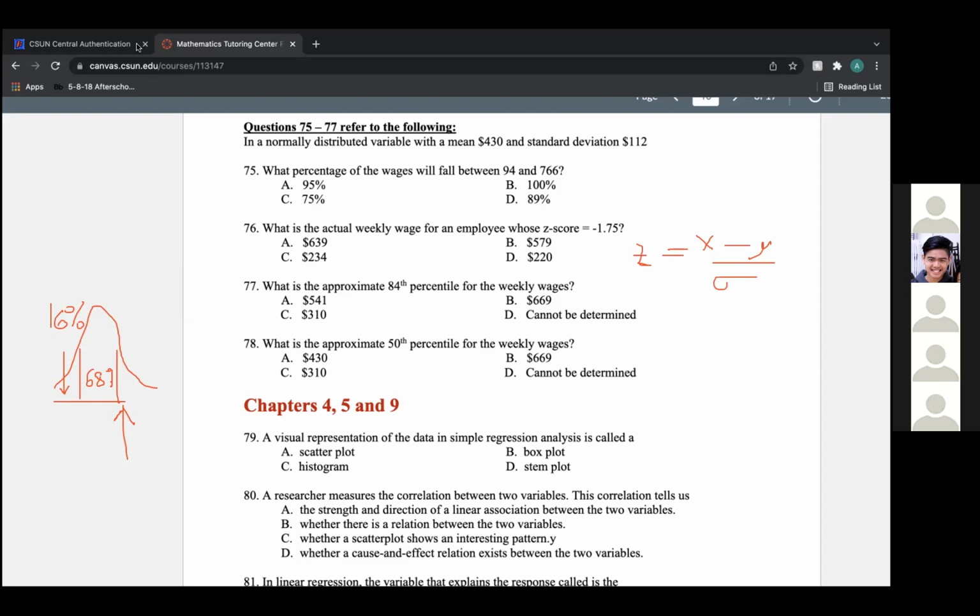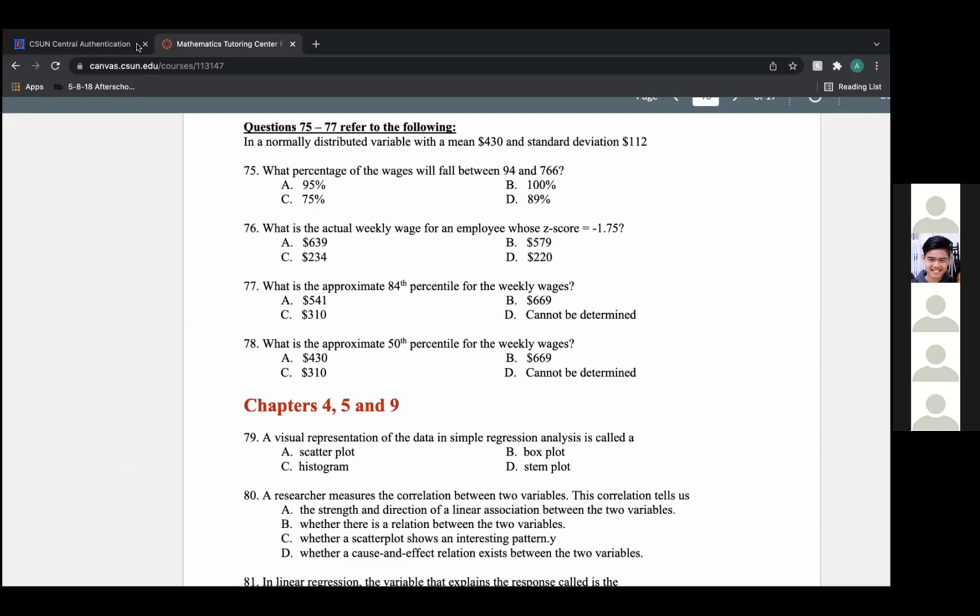A. A. How do you know it's A? Because the mean is 430. Exactly. For number 76, sorry to interrupt. Since we're trying to find X, wouldn't it be a different formula? Why? Here's X right here. Oh, okay. We have the other three things we need. We just plug it in and solve. Okay, got it. Make sense? Yes, it does. All right.